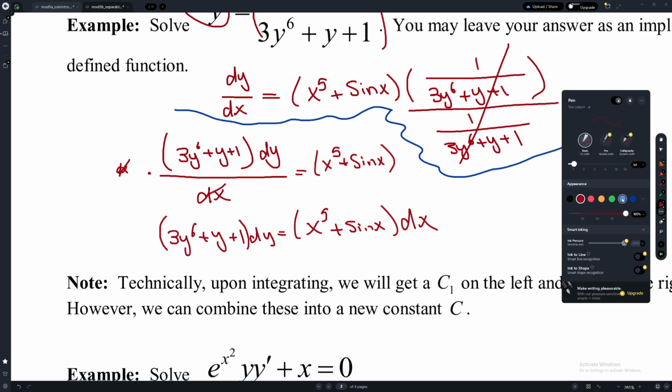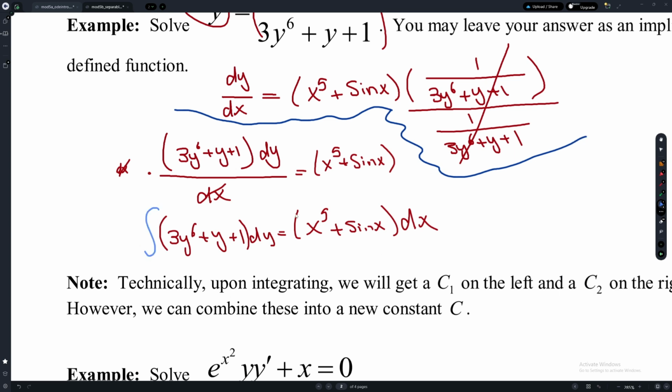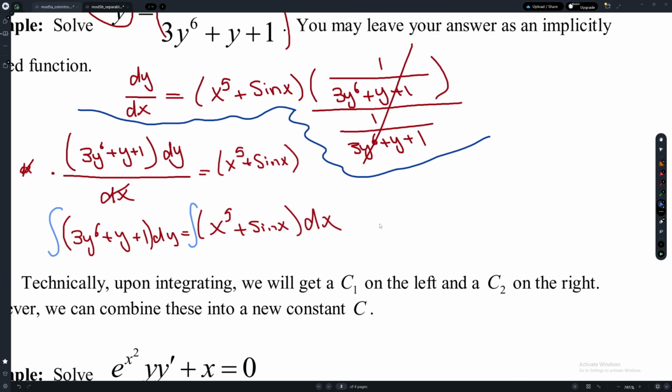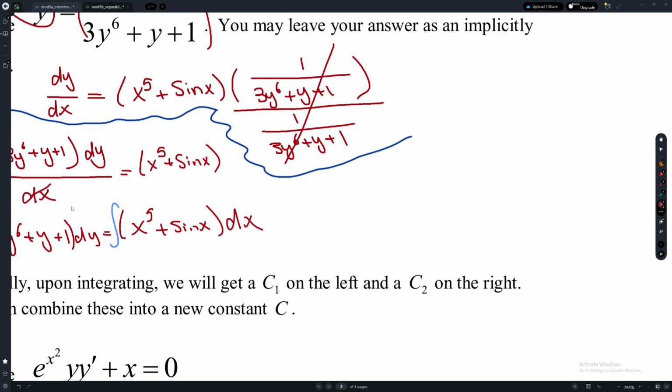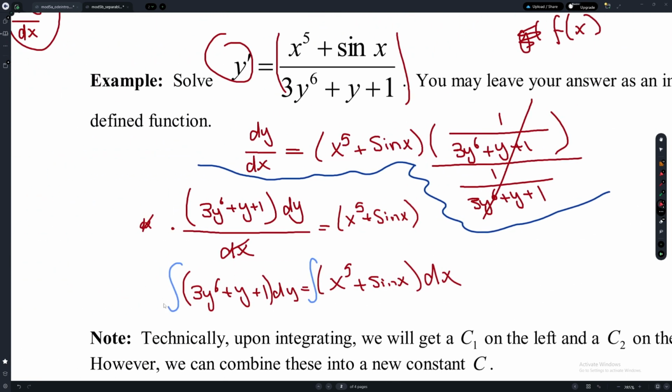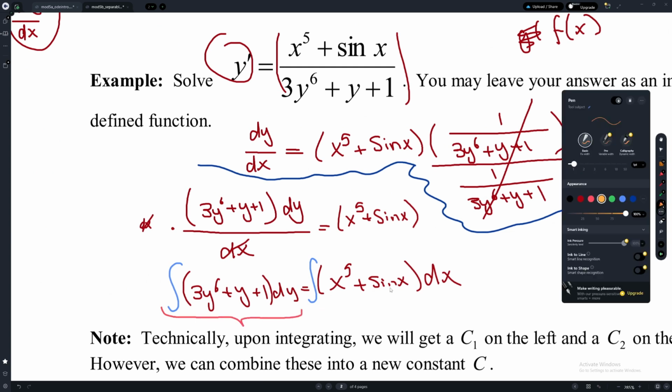Now that I have this, I can integrate. So what I can do is integrate both sides now. I'll integrate this and I'll integrate that. So coming to the side, let's integrate. So the first integral, I'm going to use a different color. The first integral, I'll highlight it here. And I'll highlight this in a different color.